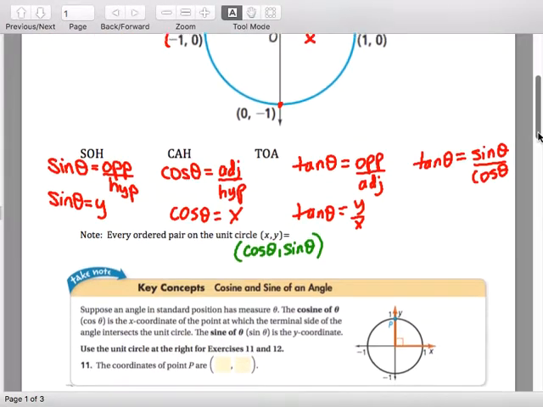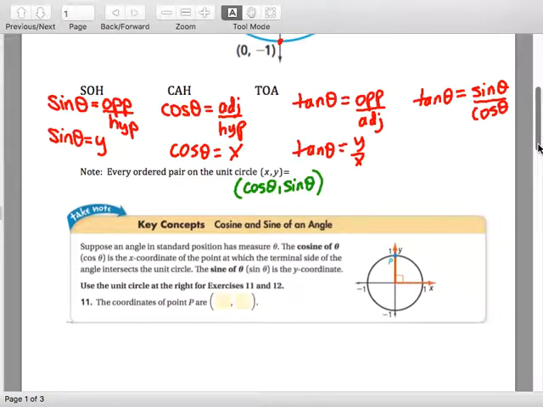All right, let's look at the box. Suppose an angle in standard position has measure theta. The cosine of theta, which we abbreviate COS, you should have learned that in geometry. We don't say cos, we say cosine, even though we write COS. So cosine is the x-coordinate, and the sine of theta, which we abbreviate SIN, we don't say sin, we say sine, is the y-coordinate. So if you look at this dot up here, what are the coordinates of this point P? Daria?